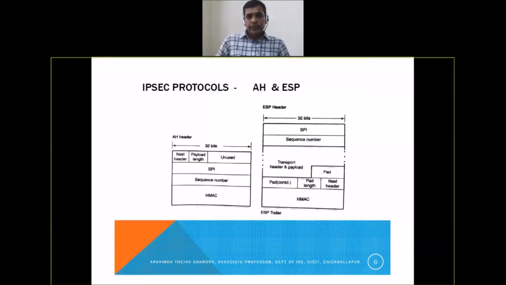Next, let's go to the ESP header. The ESP protocol provides both authentication and confidentiality. That is the reason why it should have more fields. Note the point that unlike the AH header, ESP has both a header as well as a trailer.